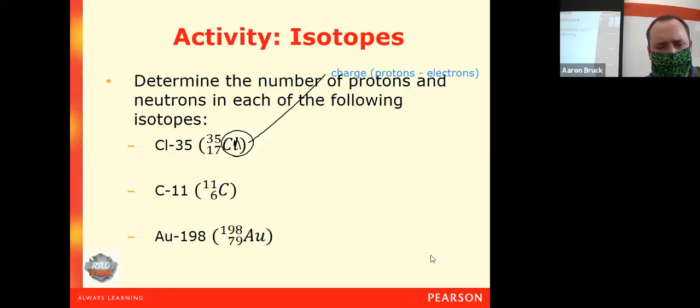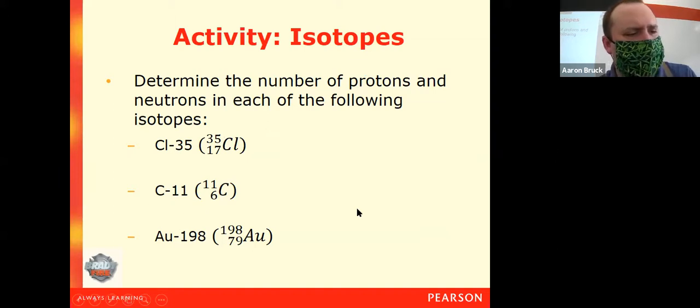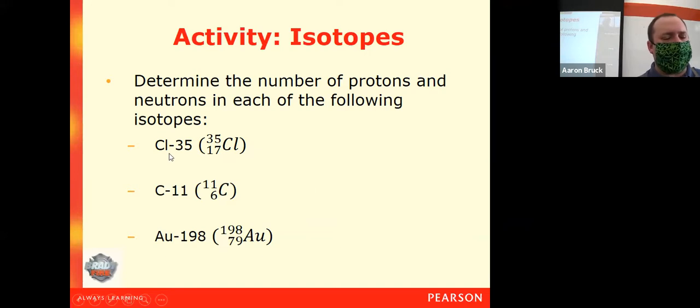All right, so let's do a couple of practice problems here. None of these are charged species. So let's look at the number of protons and neutrons associated with each. Now, I do want to point out one other thing to you. I mentioned this in passing. This is another form of isotopic notation where we give the elemental symbol followed by the mass number: chlorine 35, carbon 11, gold 198.